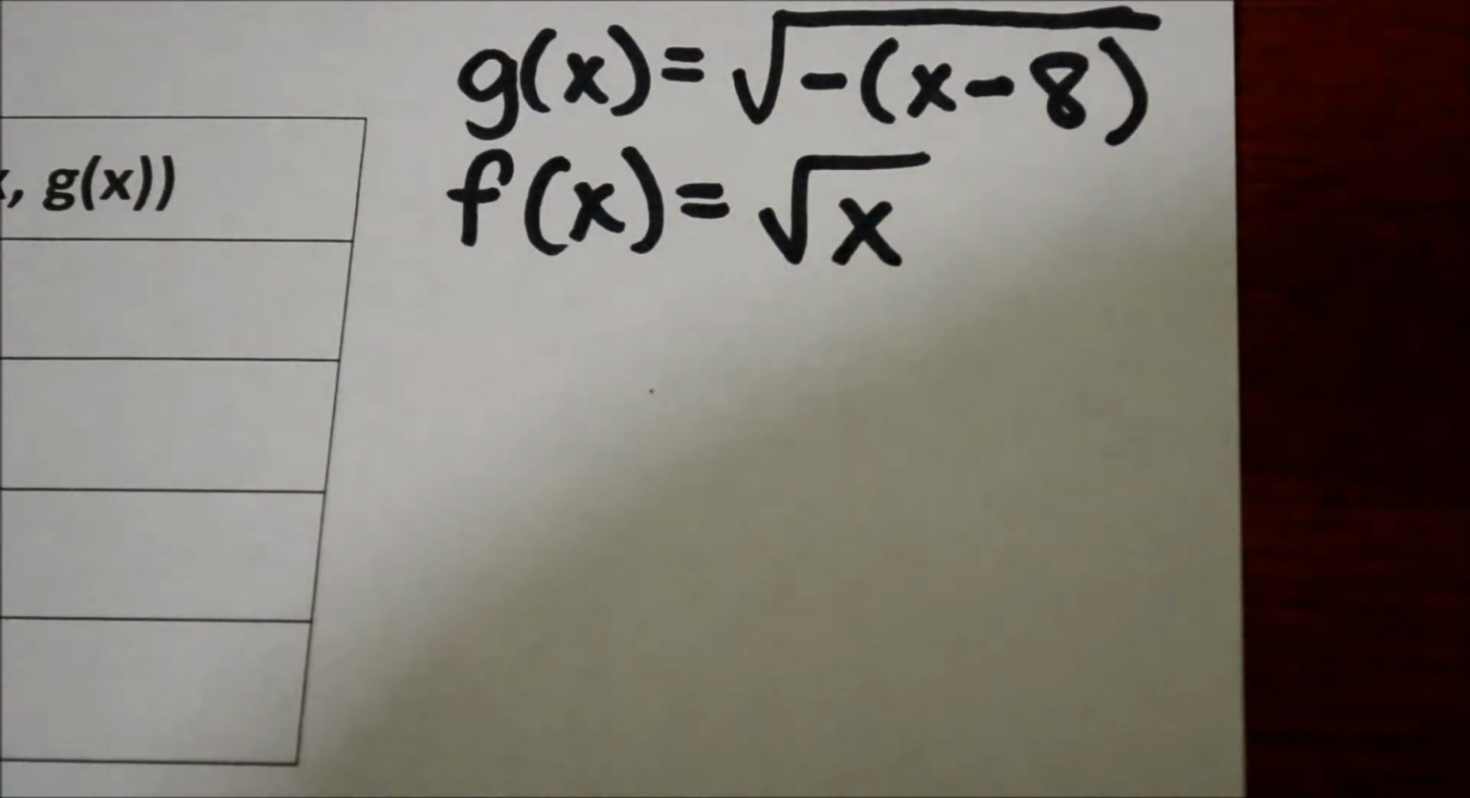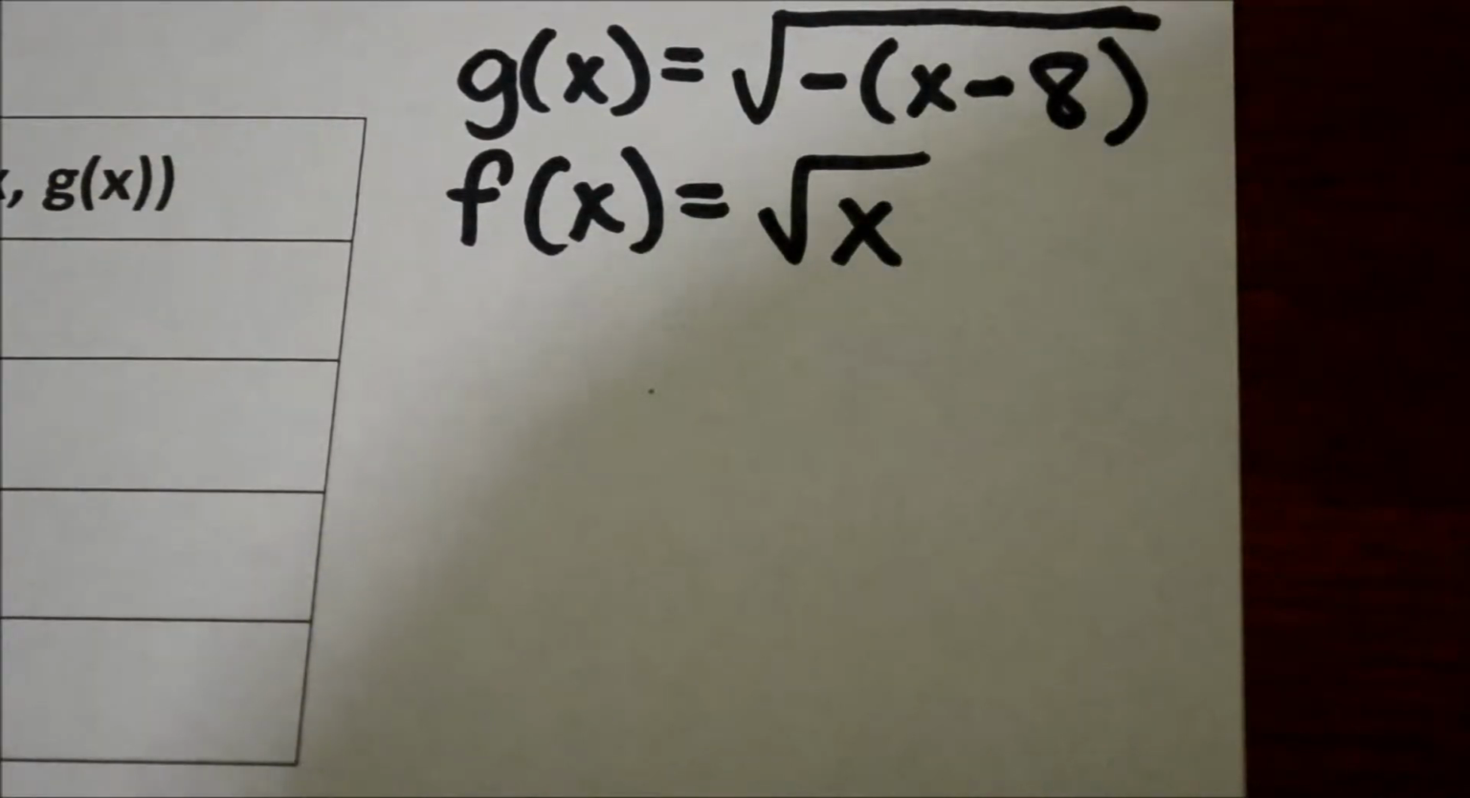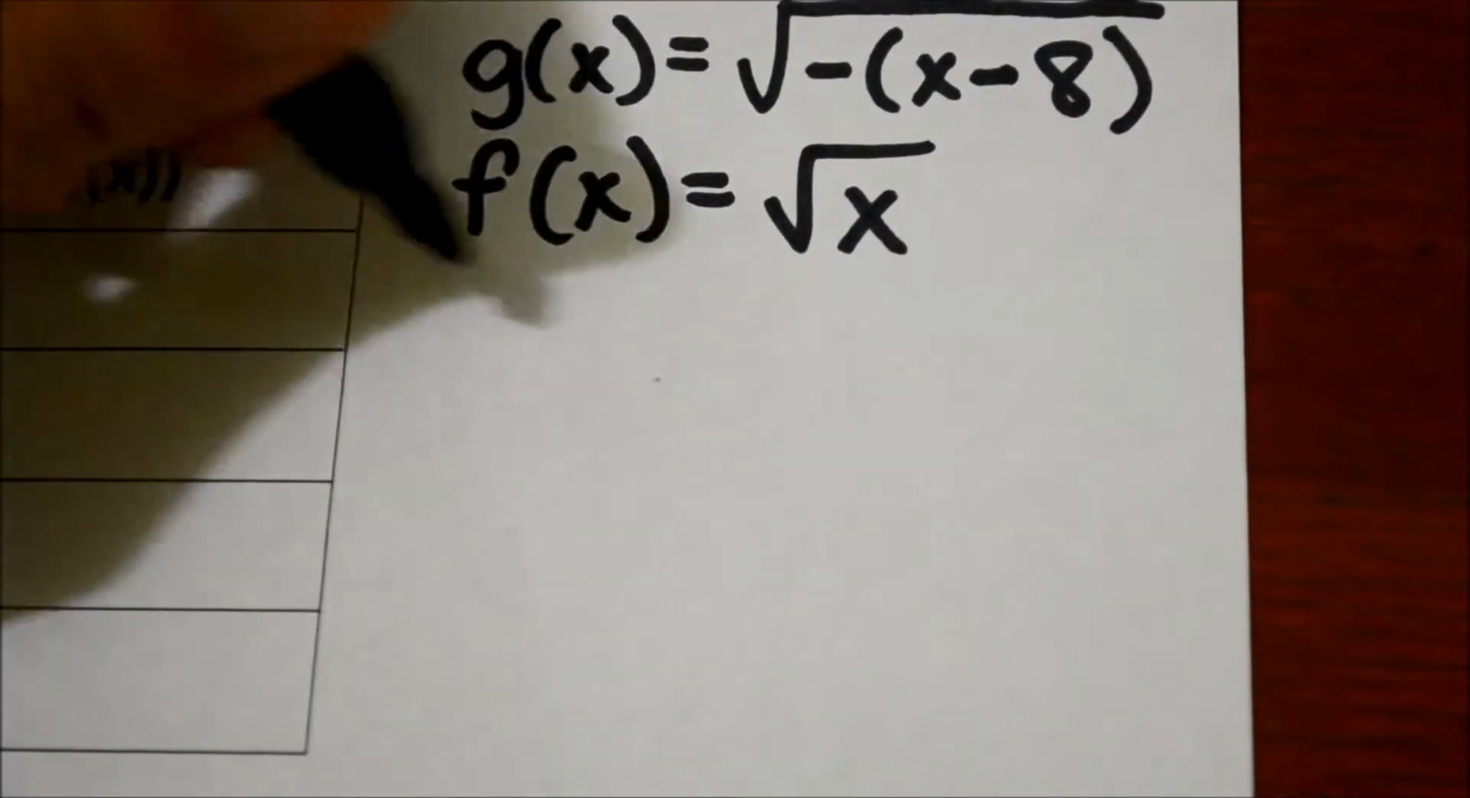There are no outside factors of the radical symbol, so there are no vertical compressions or stretches. There is a negative sign inside the radical symbol, so this function is reflected across the y-axis.